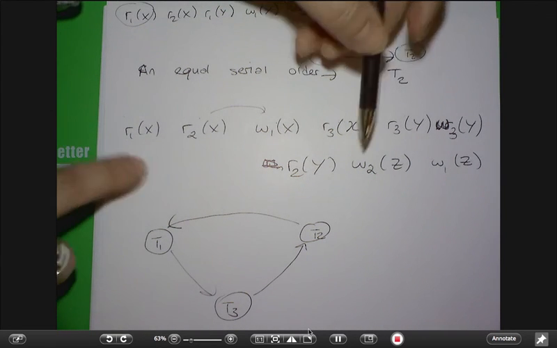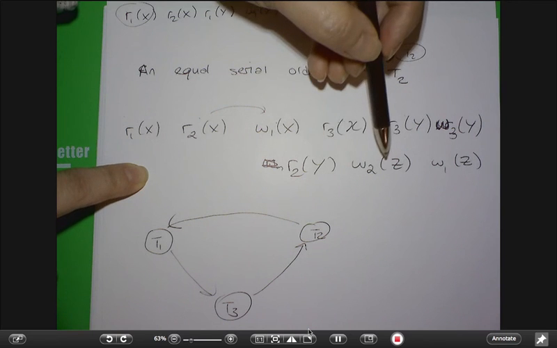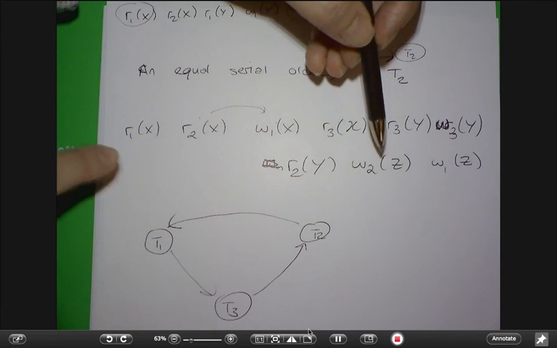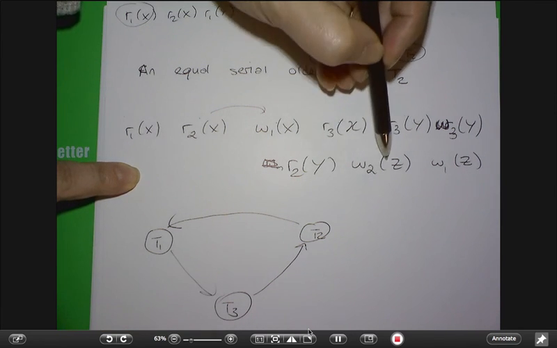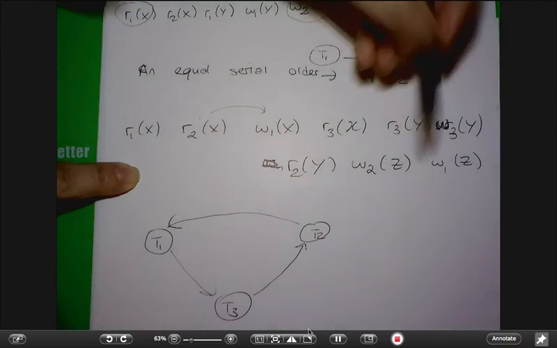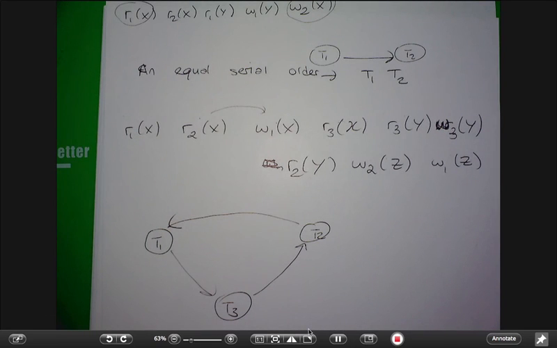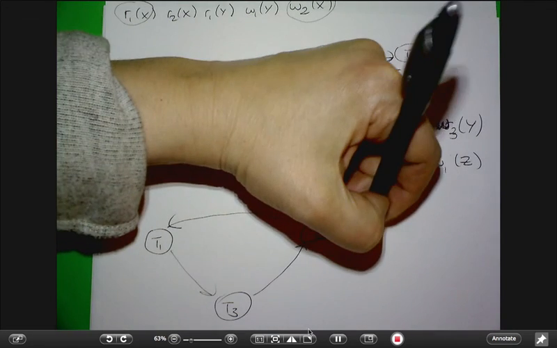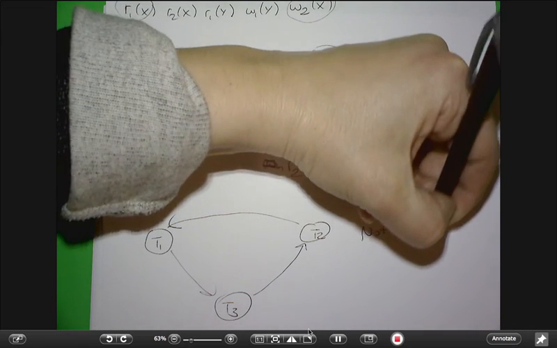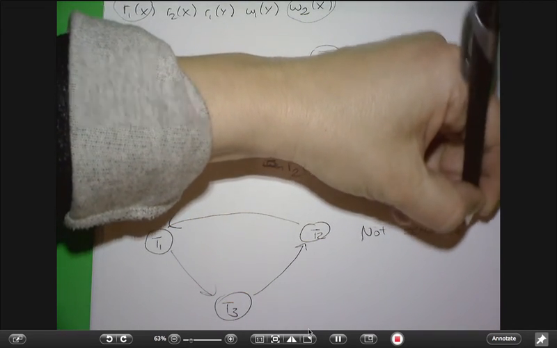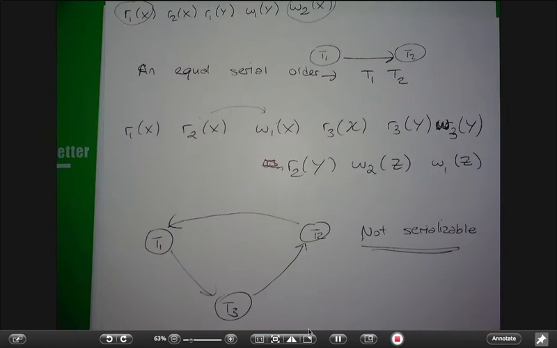I already accomplished my goal. Okay, so it's already a cycle. And then I have 2 must come before 1, which is already here, right? So this does have a cycle, so that means it is not serializable. Because it does have a cycle.